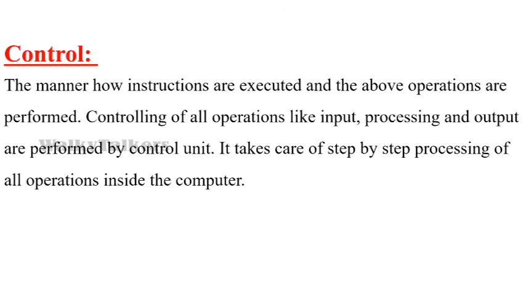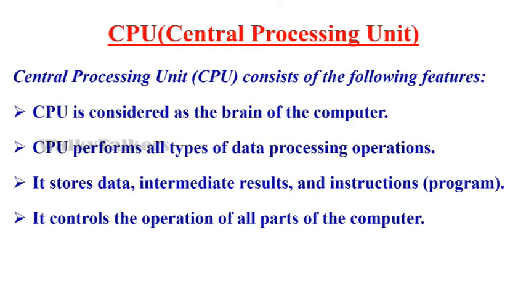So control mainly comes to the central processing unit, CPU, that is the brain of the computer. It performs all types of data processing operations. It stores data, intermediate results, and instructions as the storage unit is in the CPU. It also controls the operations of all the parts of the computer. It also performs data processing operations as the arithmetic and logical unit is also inside the CPU.